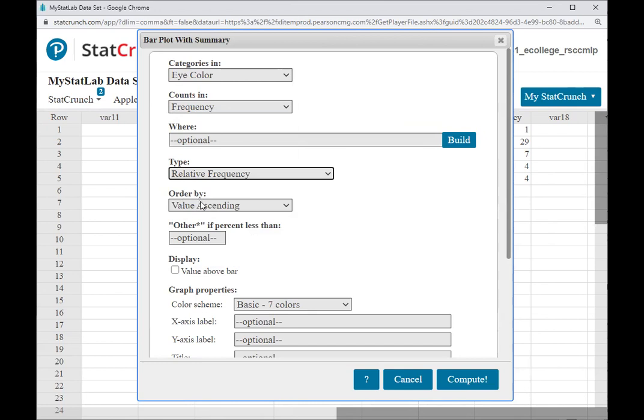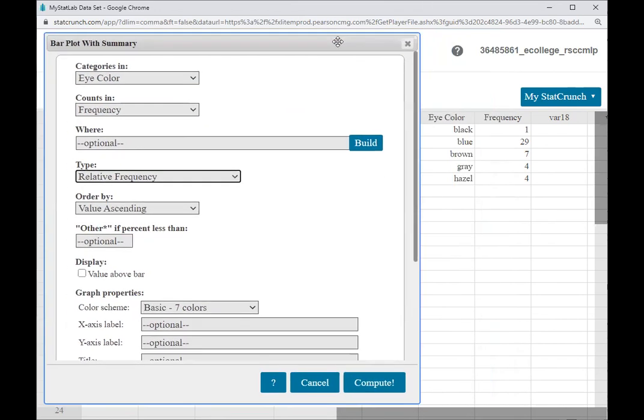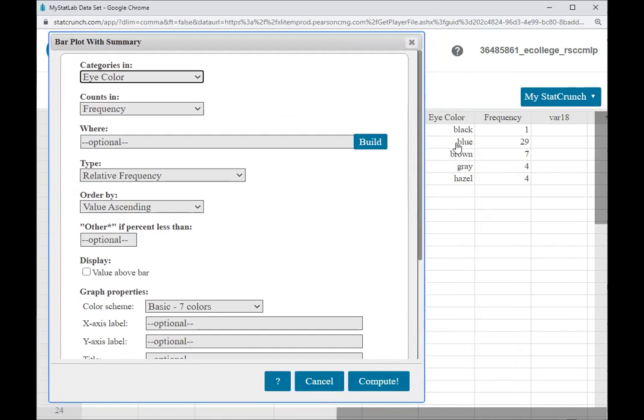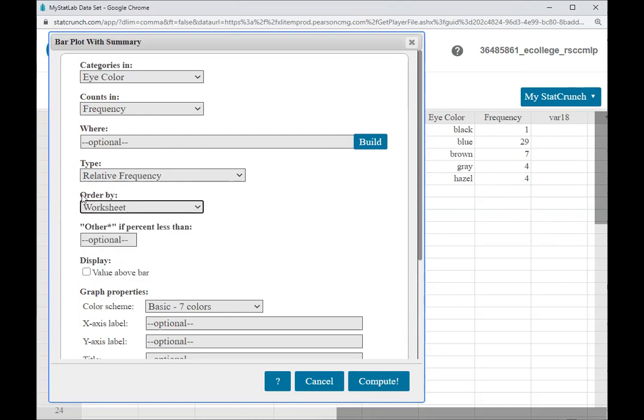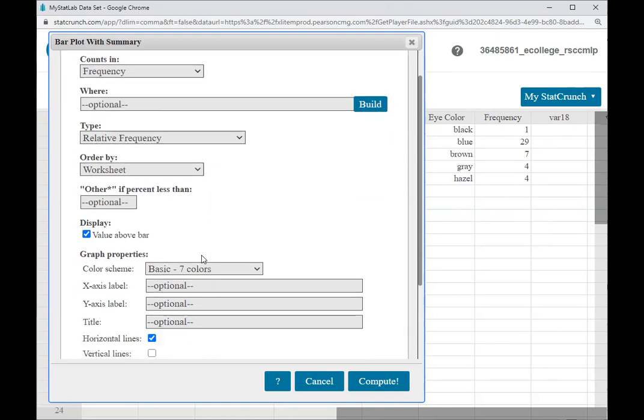Now, the big thing is if your data was given to you in a particular order, and in this case it's just alphabetical, I color alphabetically. But if your online assignment has it in this order, then you're going to want your relative frequencies to be in the same order as well. So you want to make sure you order by worksheet, which keeps everything in the same order. And then you can display the value above the bar. That's also helpful.